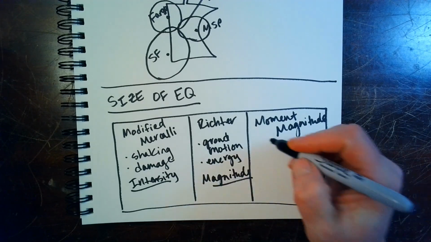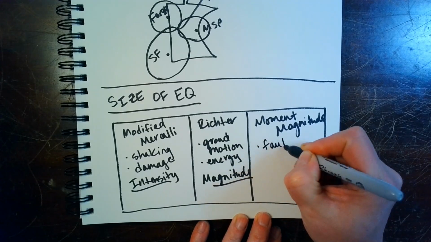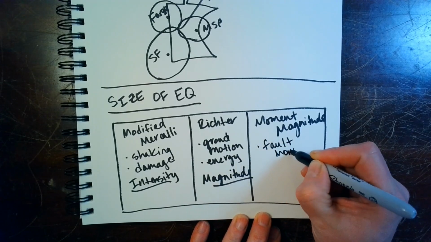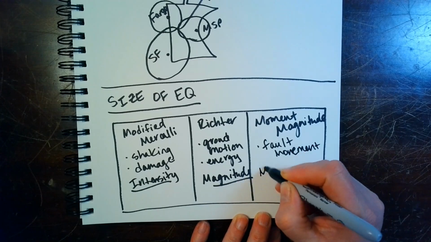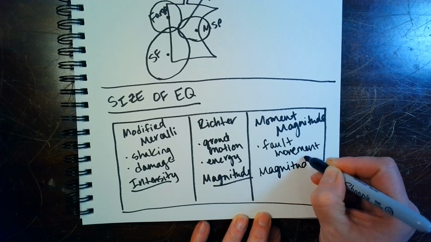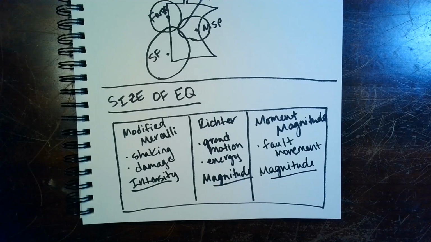Today, scientists use the moment magnitude scale, which measures how much movement occurs along a fault line and how much energy was released. It's the most accurate scale, but it's also the least accessible for non-scientists to estimate when trying to figure out how strong an earthquake was.